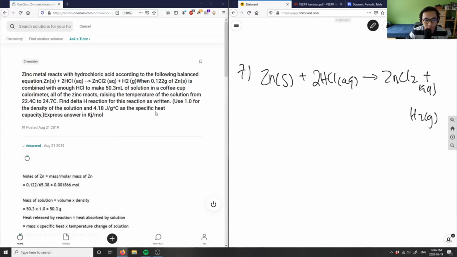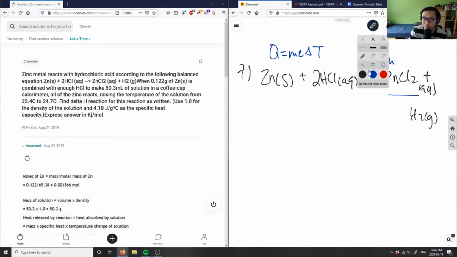So what I want to do first is find the enthalpy, the heat of reaction, the delta H of this reaction. Delta H here you can think of as Q equals MC delta T. So Q equals MC delta T, and we want the mass of our solution first. Then we have C, the specific heat capacity, and the temperature change as well.